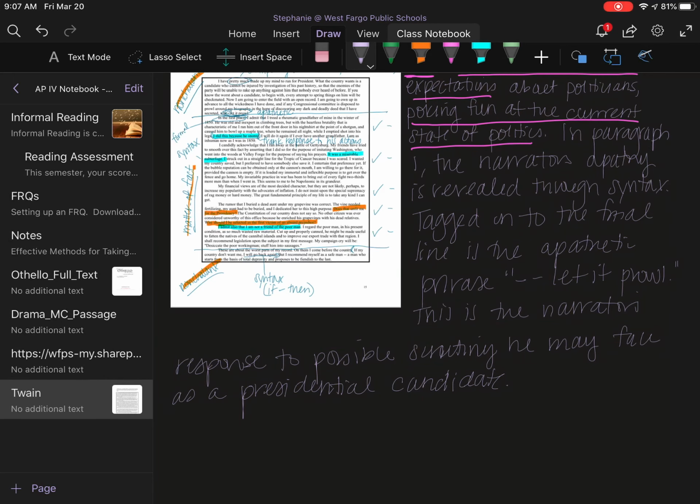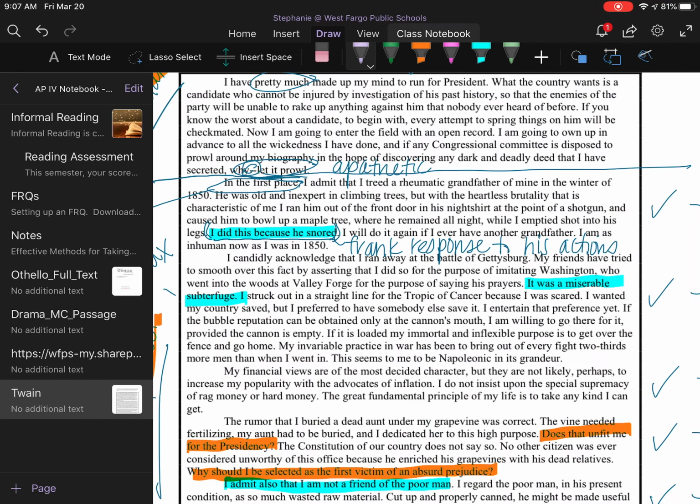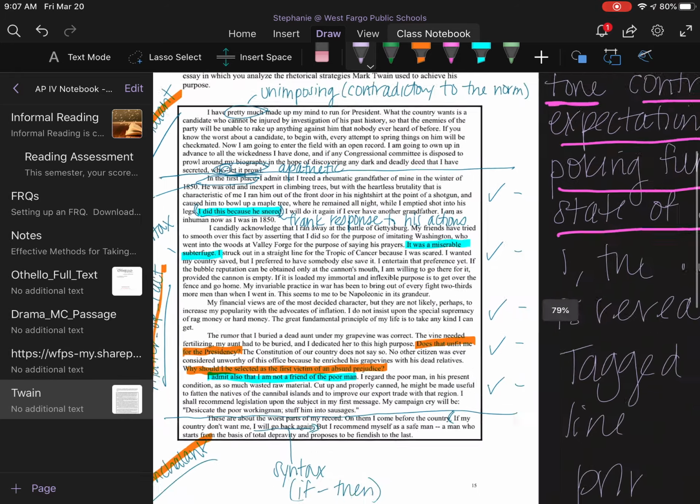So this is a good example of sometimes you'll give a piece of evidence. For example, my evidence is obviously here, the "let it prowl." But in this case, I needed to give the context of what was happening around there. So if you remember, he's saying that, like, I'm going to own up in advance to the wickedness I have done. And if any congressional committee is disposed to prowl around my biography in the hopes of discovering my deep and deadly deeds that I have secreted away, let it prowl.